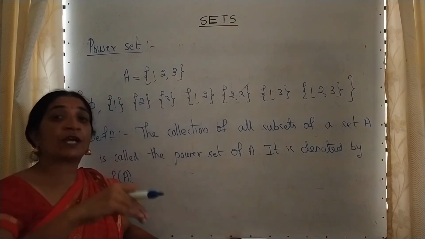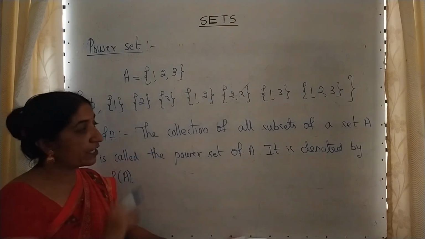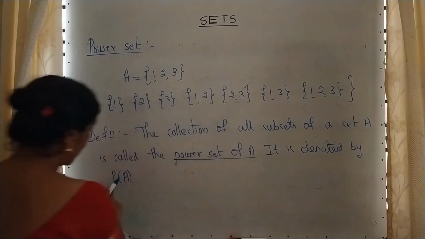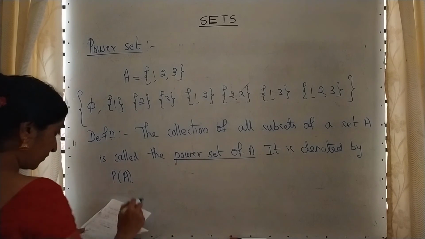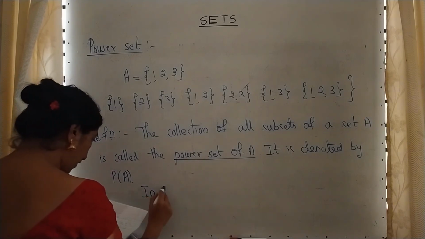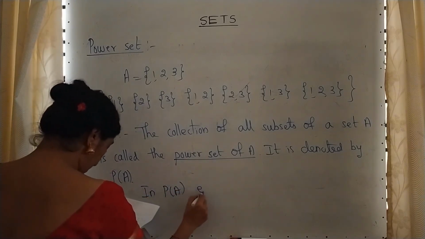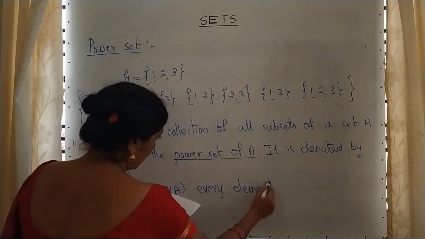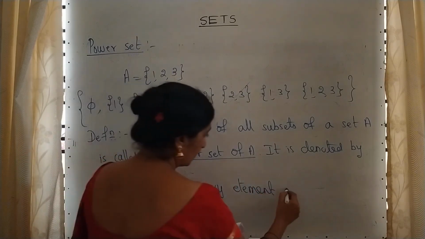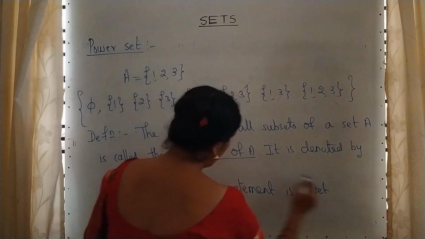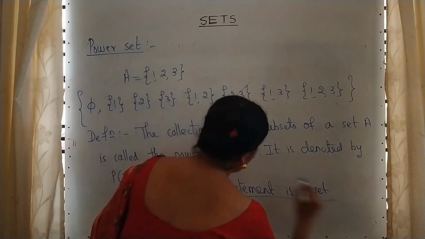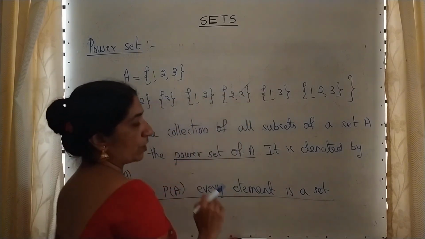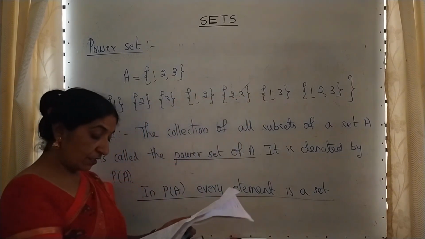that subset you have to write in the form of a set. That collection is called the power set. Mark this. That is called a power set and it is denoted by P of A. In a power set, every element is a set. See the example, I already gave the example and it is very important. See, each and every element, is it a set or what? Yes, every one is a subset.